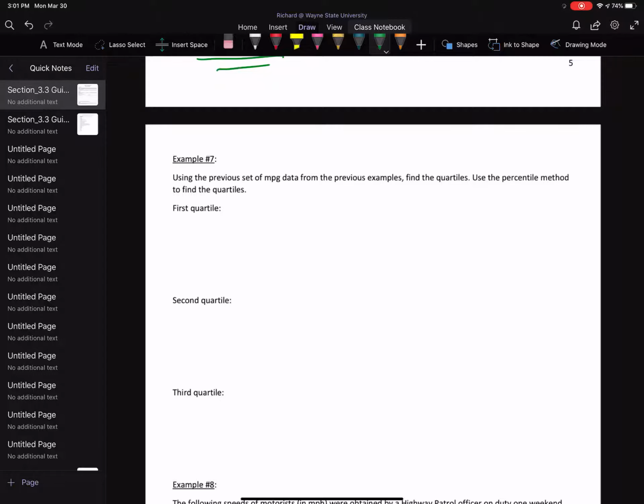Make sure you follow those two rules that we talked about in the previous video. So let's do the first quartile, using the previous set of data on miles per gallon. We're going to use the percentile method, which means that formula. The 25th percentile is what we call the first quartile, the second quartile is the 50th percentile, and the third quartile is the 75th percentile. So the formula is L equals N times P over 100.